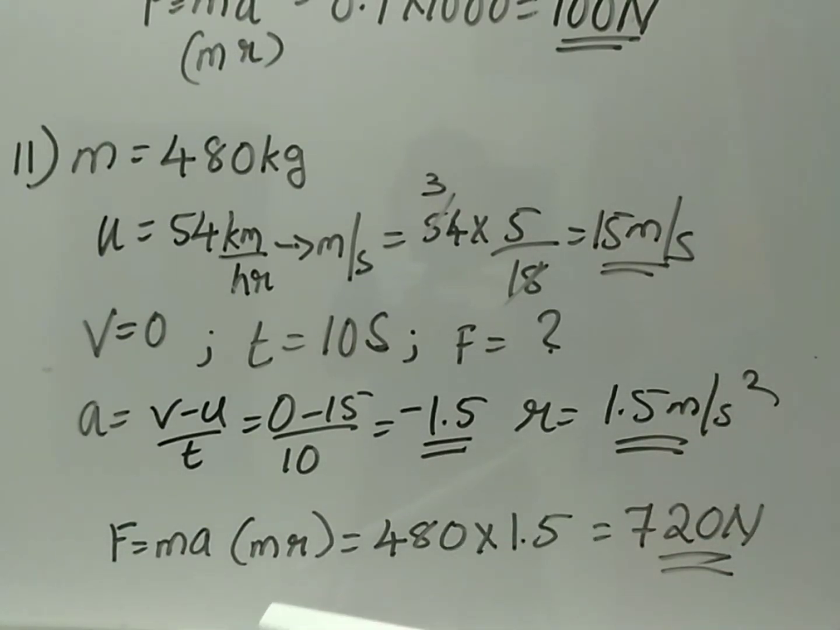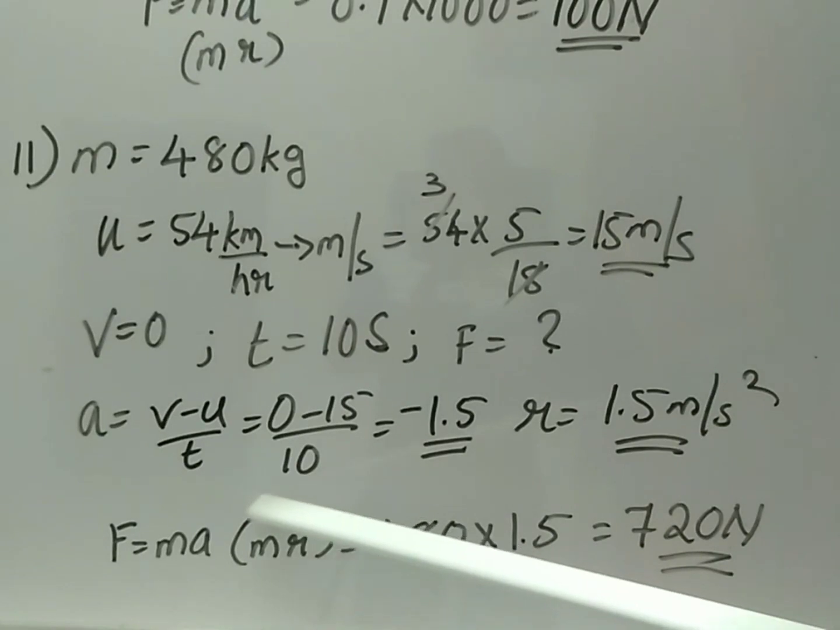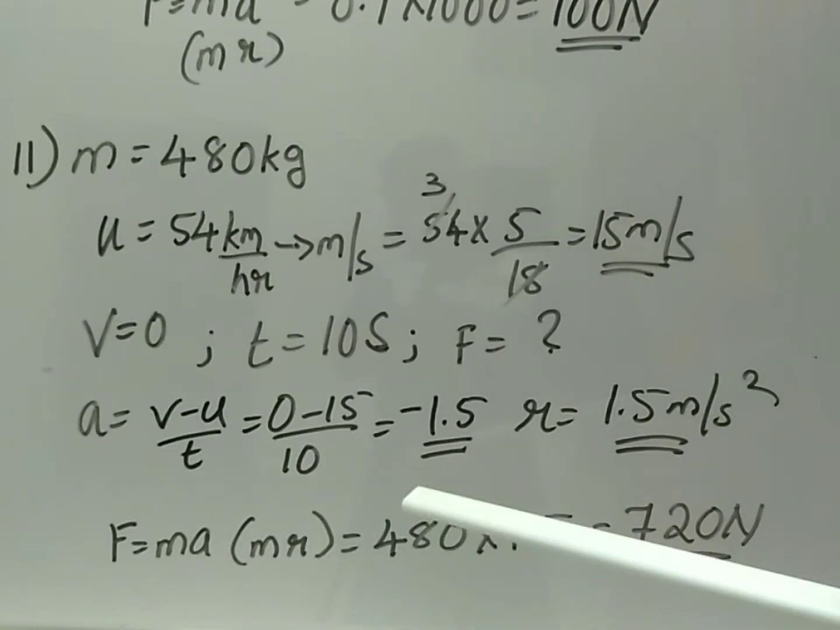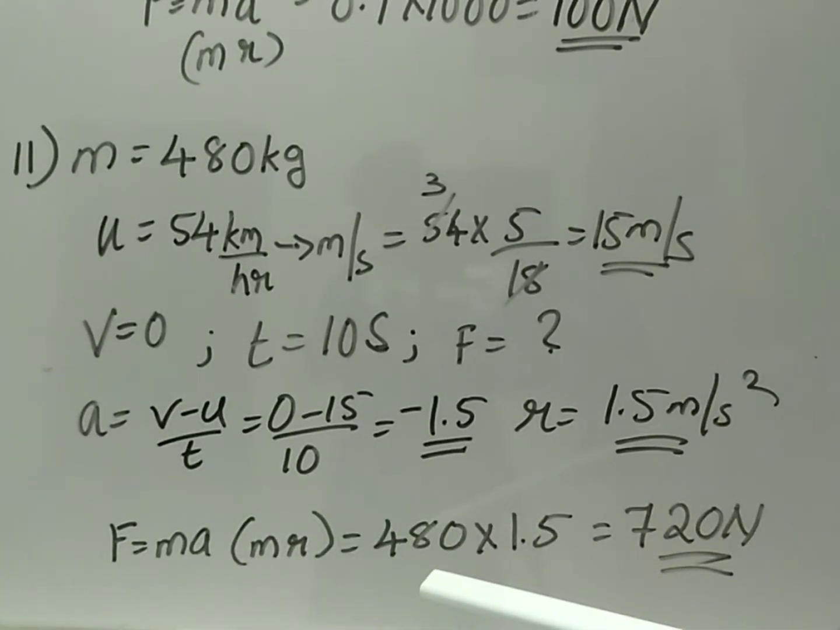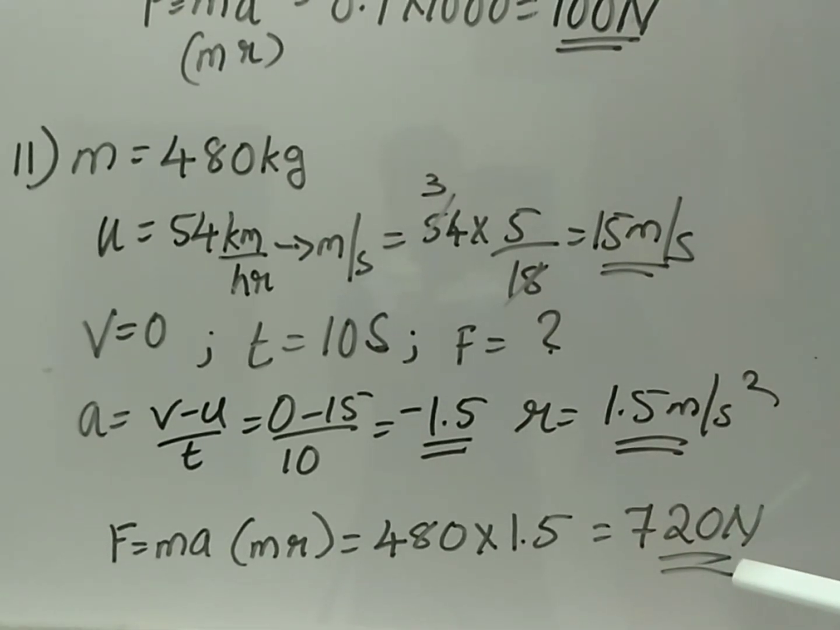Again F is equal to ma, or mr. Here we have to take mr because it is a retarding force. We are applying brakes to stop it. So mass into retardation, you will get 480 into 1.5. You will get 720 Newton.